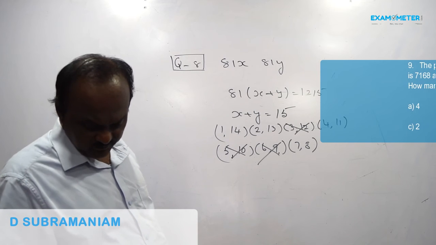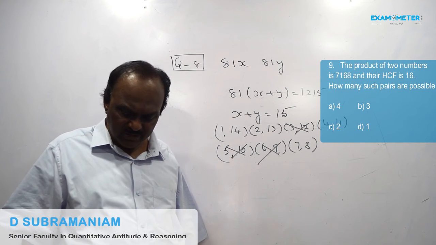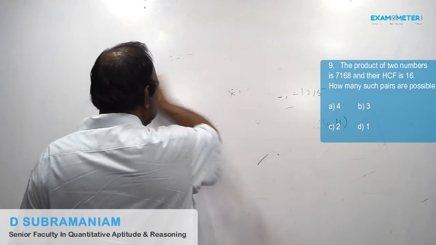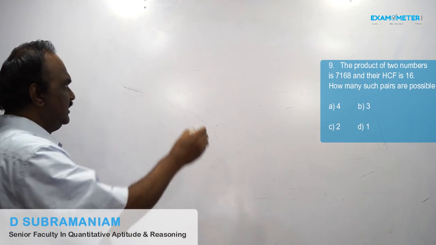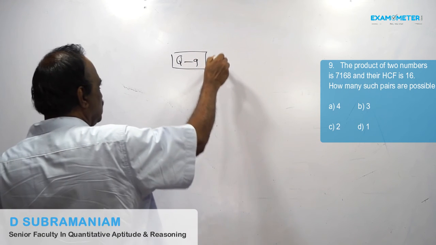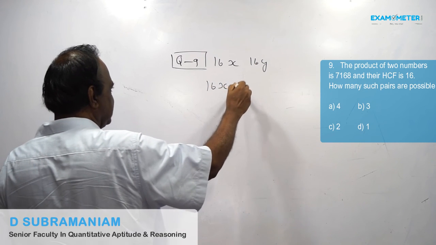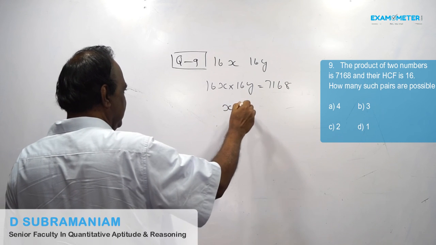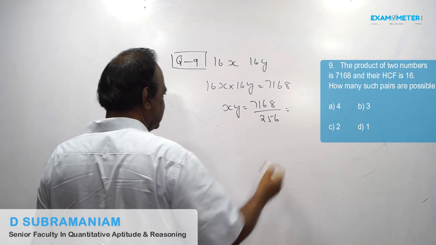Question number 9. The product of two numbers is 7168 and their highest common factor is 16. How many such pairs are possible? In this question he is saying product. Product means we have to multiply. So we will assume two numbers as 16x and 16y. So 16x into 16y is equal to 7168. xy is equal to 7168 by 256.